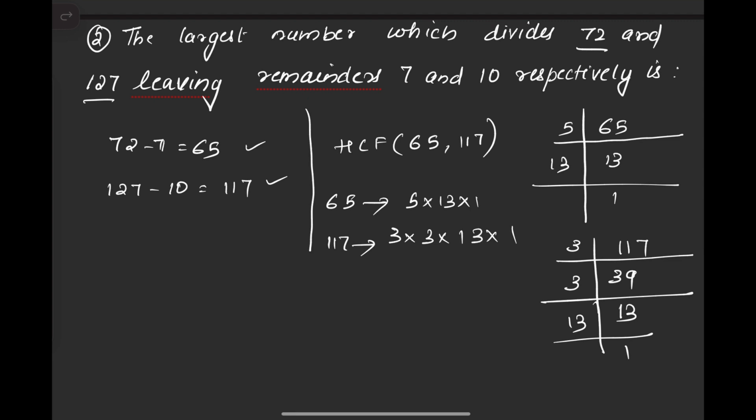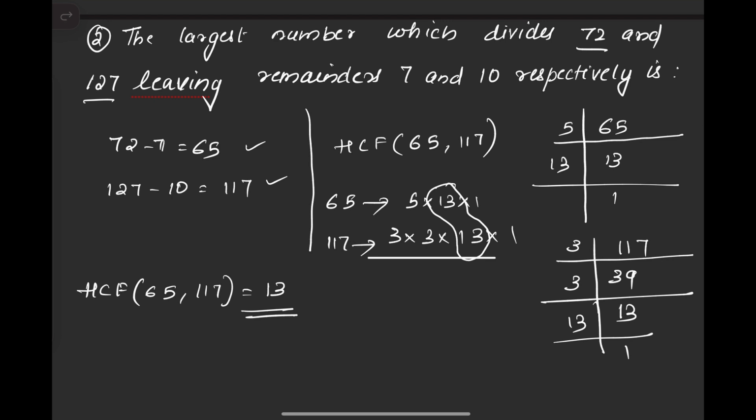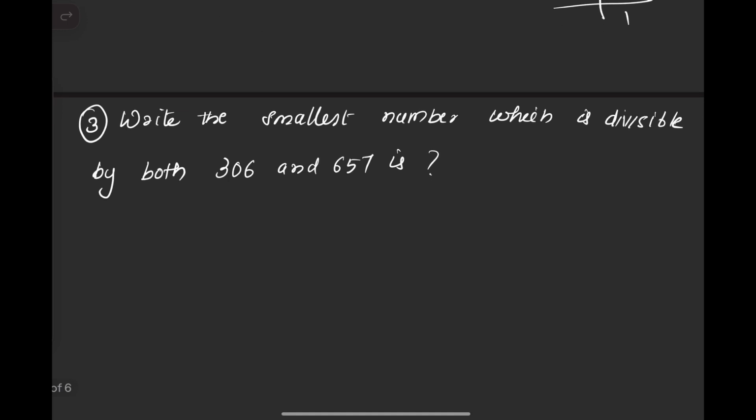So here we will be finding the HCF. The highest number which divides these two, we are finding by finding the HCF. HCF means the highest common factor. 5 is not there in 117, 3 is not there in 65. So you can see the common factor is 13, right? So 13 is the HCF. So we can say that the largest number which divides 72 and 127, leaving remainders 7 and 10 respectively, is 13. Is that clear? So now we are going with the next question.